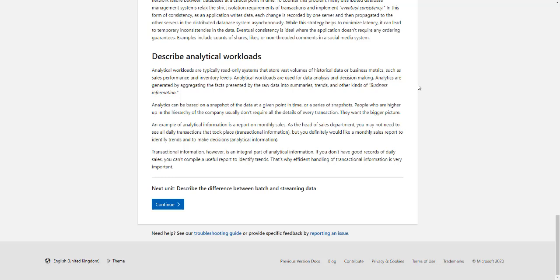People who are higher up in the hierarchy of the company don't require all the details of every transaction, they want the bigger picture. An example of analytical information is a report on monthly sales. As the head of the sales department, you may not need to see all the daily transactions that took place, which is transactional information. But you'd definitely like to see a monthly sales report to identify trends and to make decisions. Analytical information. Transactional information, however, is an integral part of analytical information. If you don't have good records of daily sales, you can't compile a useful report to identify trends. That's why efficient handling of transactional information is very important.